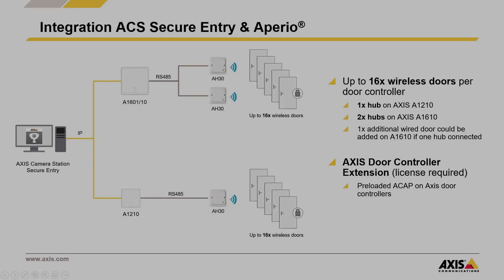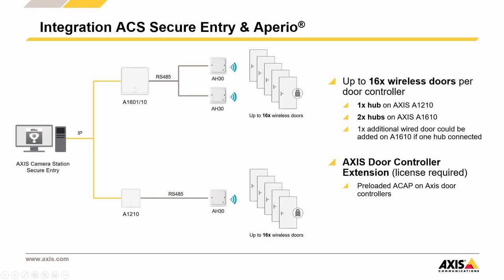The final element of this release I wish to highlight is the integration of Aperio wireless locks. We can now connect up to 16 wireless locks to a single door controller, giving you greater flexibility in the design of your Axis Control solutions. Please take a look at the dedicated video that highlights the integration for more details. You can find the link to that video within the description of this video.